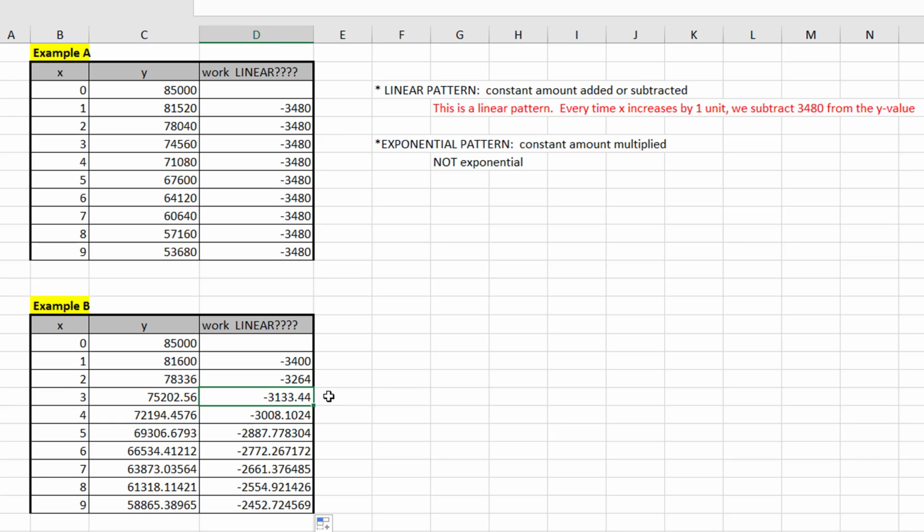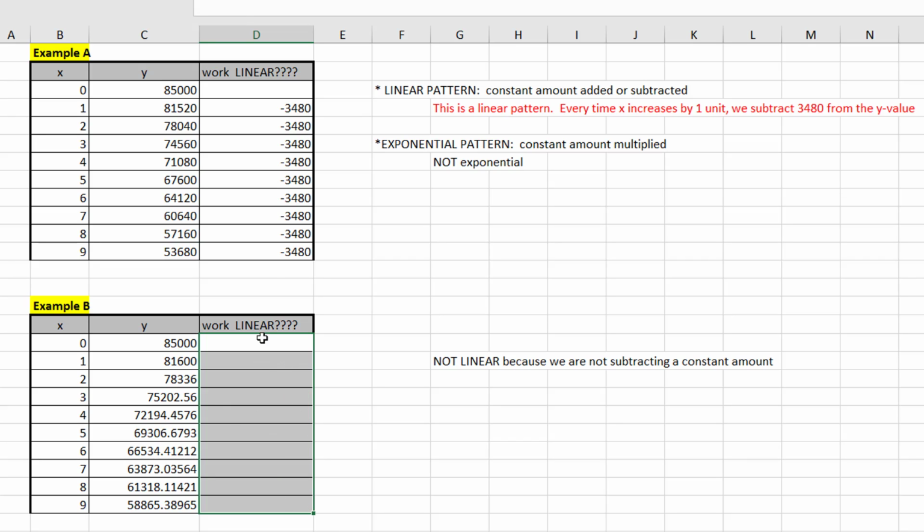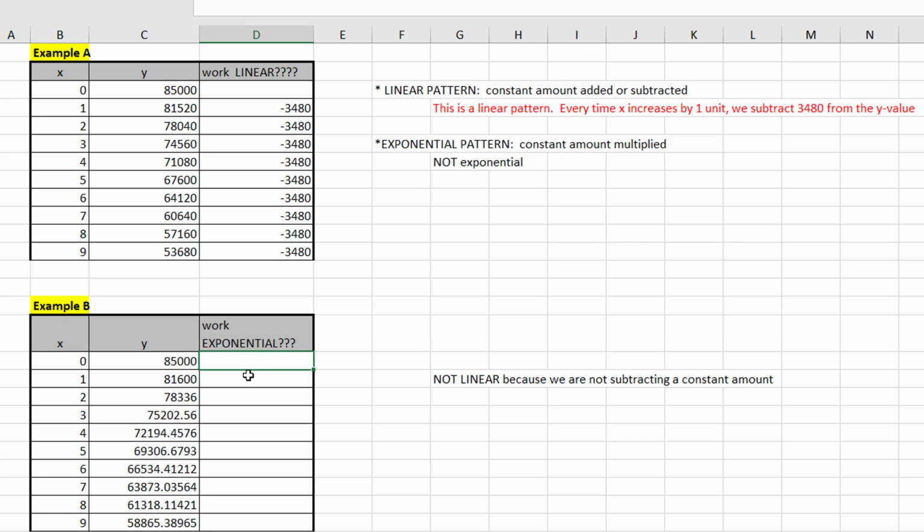So it's not going down a fixed constant amount. We're not subtracting a fixed amount. So I can say right now it is not linear because we are not subtracting a constant amount. All right, so it's not linear. I'm going to delete out those values, that formula, and I'm going to now ask, is it exponential? Okay, so let's see. Again, we're going to skip over the first cell down to the second cell. If it is exponential, that means that we're multiplying by a fixed number.